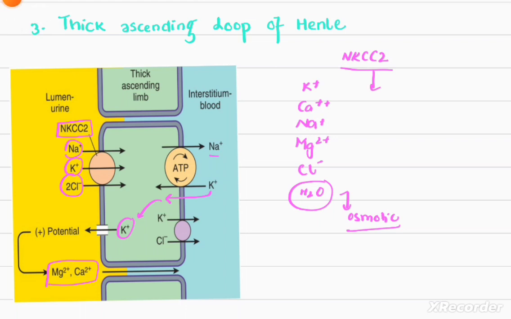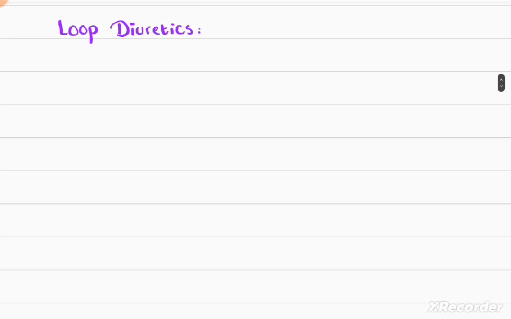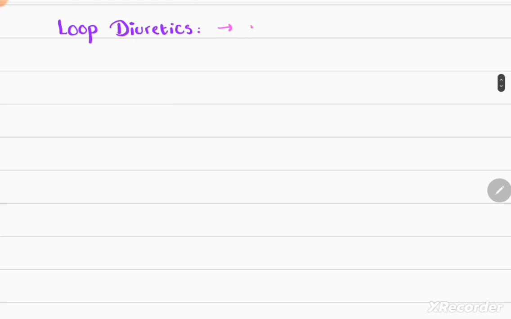So now we'll discuss the drugs that block this NKCC2 channel and play a very important role as diuretics. These are known as loop diuretics. The loop diuretics selectively inhibit the reabsorption of sodium chloride in the thick ascending loop of Henle. Because of the large sodium chloride absorptive capacity of this segment, and the fact that diuretic action of these drugs is not limited by the development of acidosis as in the case with carbonic anhydrase inhibitors, these are the most efficacious agents that are currently available.